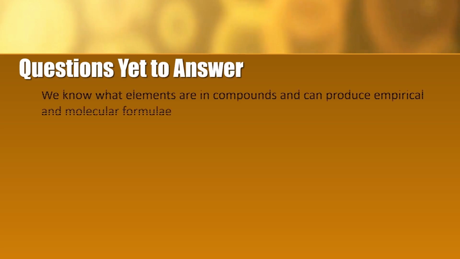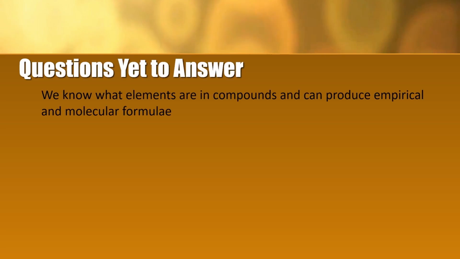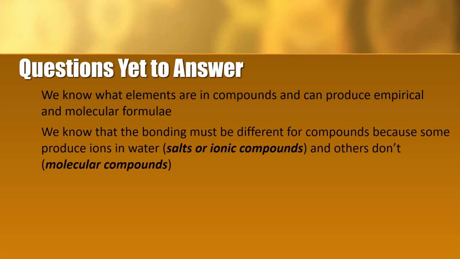We're now at a place where we want to dig deeper into how compounds form. Our goal in this lecture is to figure out how these atoms bond together to produce the wonderful variety of chemical compounds we find on this planet. We know how to figure out what elements are in compounds, and we can produce empirical and molecular formulas. And we know from a simple conductivity experiment that the bonding must be different for different compounds because some produce ions when dissolved in water, salts or ionic compounds, and others don't, molecular compounds.